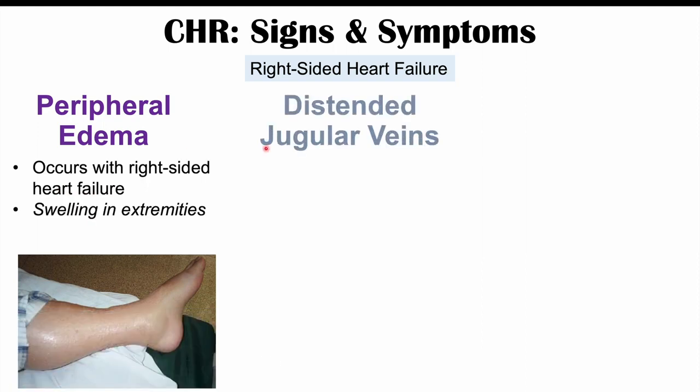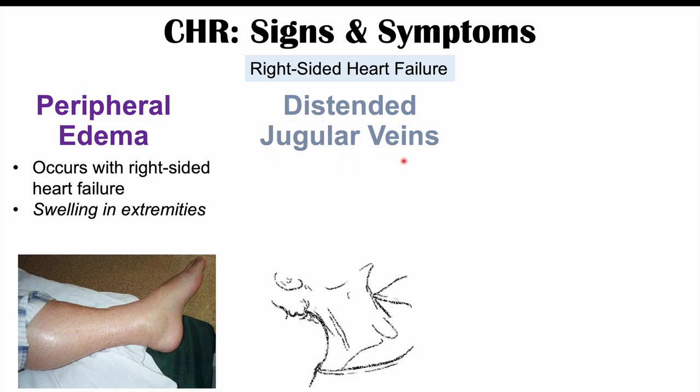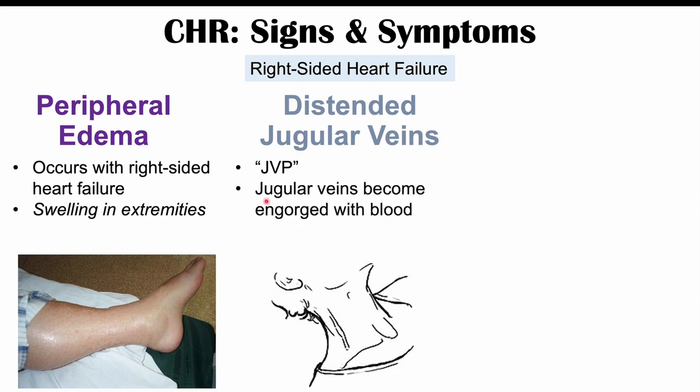And another important finding with right-sided heart failure is distended jugular veins. And this is what we call the JVP, or the jugular venous pressure. So this is where, again, the jugular veins become engorged with blood. And this is actually a very important clinical measure.